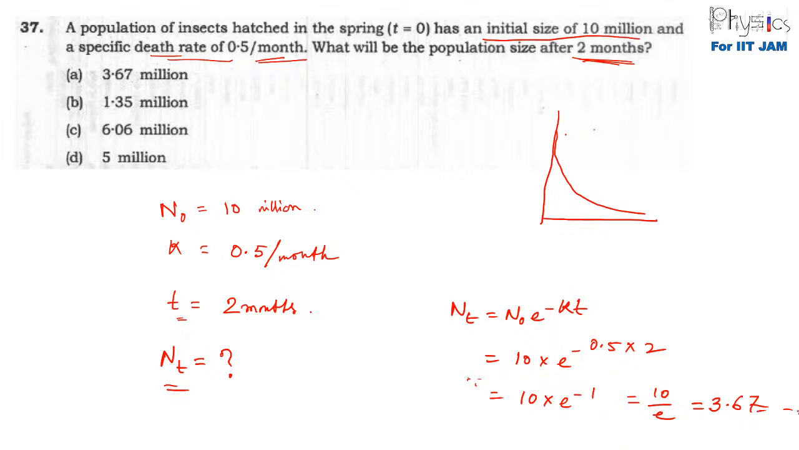So the correct answer here is option A, that is 3.67 million. 3.67 million is our correct answer.